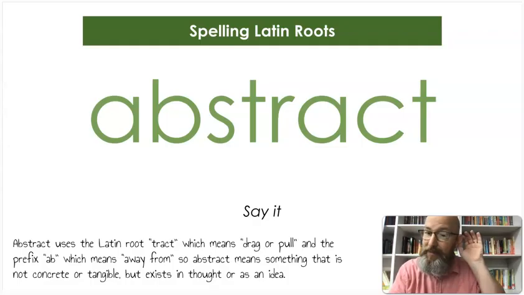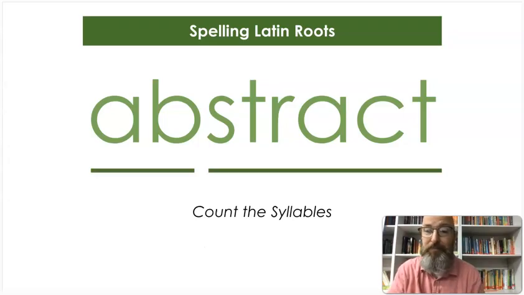The next word is abstract. Say abstract. Abstract also uses the Latin root tract, which means drag or pull, and the prefix ab, which means away from. So abstract means something that is not concrete or tangible, but exists in thought or as an idea. It pulls away from the normal.